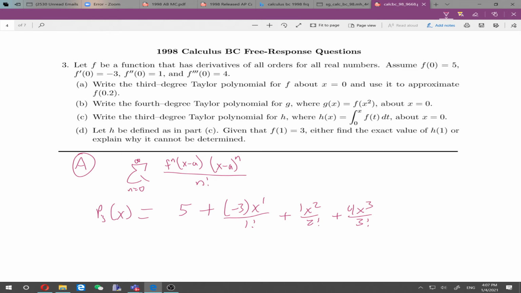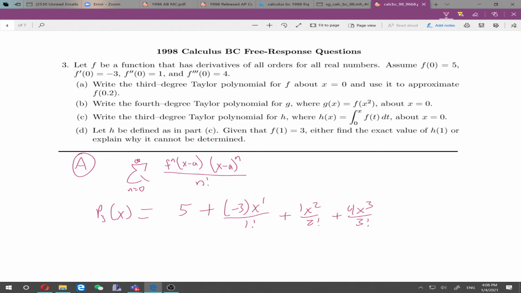Okay. Then for part B, I want a fourth degree Taylor polynomial for g, such that g of x is equal to f of x squared, about x equals 0. So Kyle had the last one, so I'm going to jump over to Eric. Eric, what do we need to do here? Oh wait, sorry. We didn't actually plug in 0.2. Let me go back. So, sorry, Kyle, back to you.